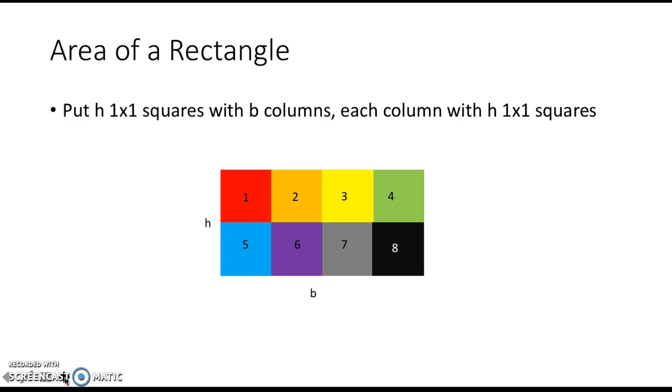First, we'll start with the area of a rectangle because that will help us out, and a rectangle is a more even shape. So you'll put H number of 1x1 squares with B columns. Each column, B, will have H 1x1 squares. So here in this rectangle, you have 1, 2, 3, 4, 5, 6, 7, 8. So you have H squares, 1, 2, and B columns, 1, 2, 3, 4.